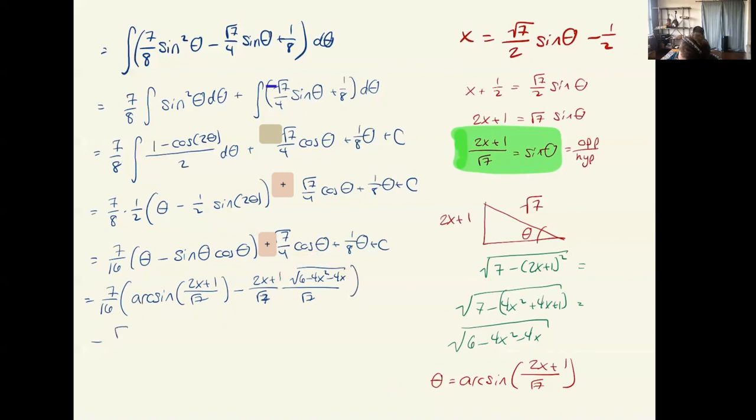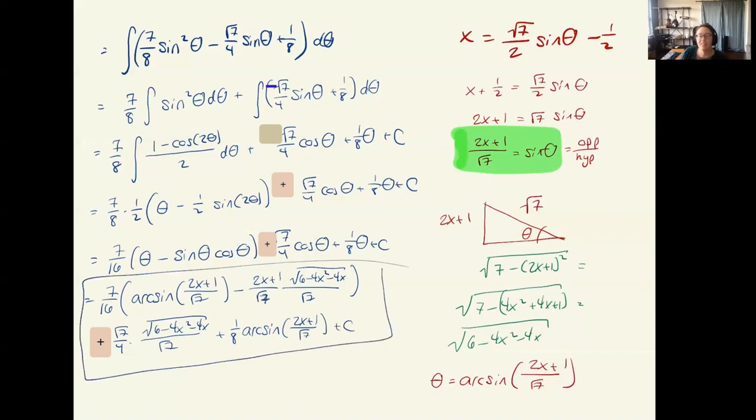Minus root 7 over 4 times cosine theta, which is again adjacent, root of 6 minus 4x squared minus 4x, divided by hypotenuse, root 7, and then plus 1/8 theta, so 1/8 arcsine of 2x plus 1 over root 7, plus c. And that is my antiderivative.